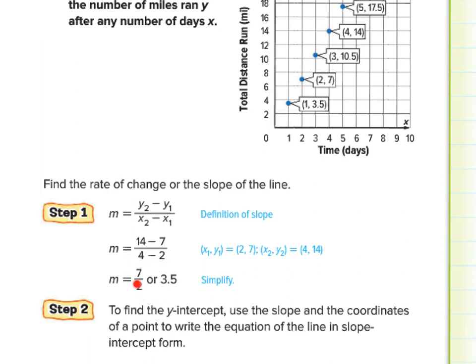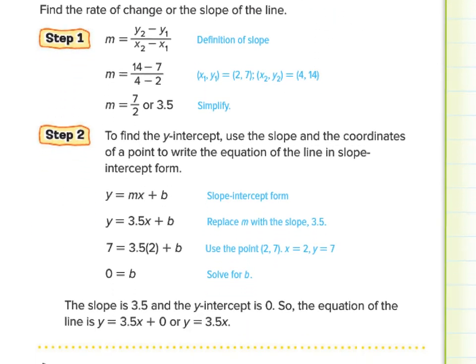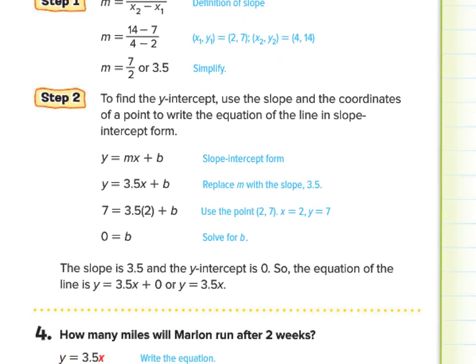And if I want to simplify that, it's going to be 3.5 over 1, or just simply 3.5 miles per day. All right. Step 2. This looks like something we've already done. Slope-intercept, right? y equals mx plus b. Okay, to find the y-intercept, use the slope and the coordinates of a point to write the equation of the line in slope-intercept form.